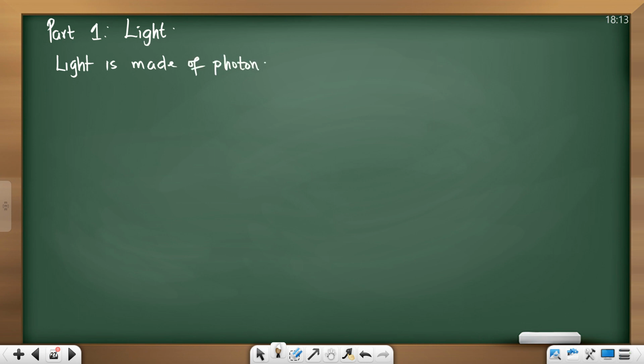The question is, what are photons? A photon is defined as a packet of energy. The word packet is simply called a quantum of energy. That's why this is called quantum physics.